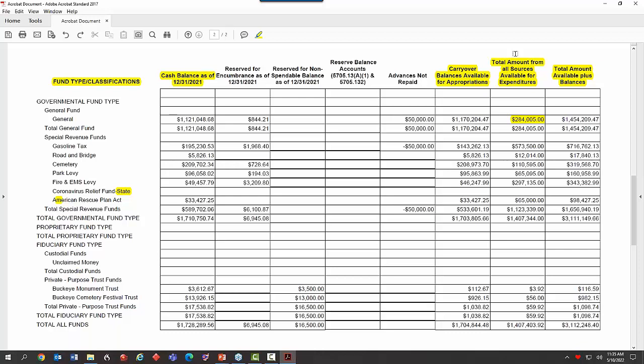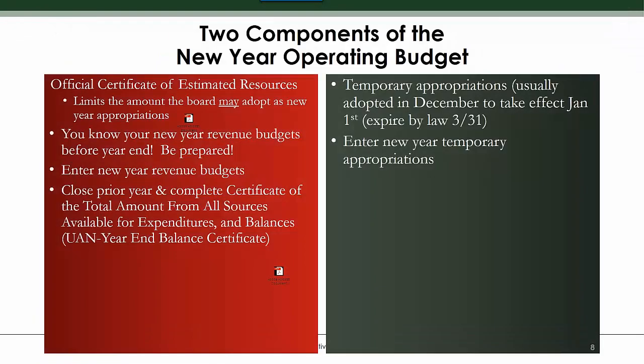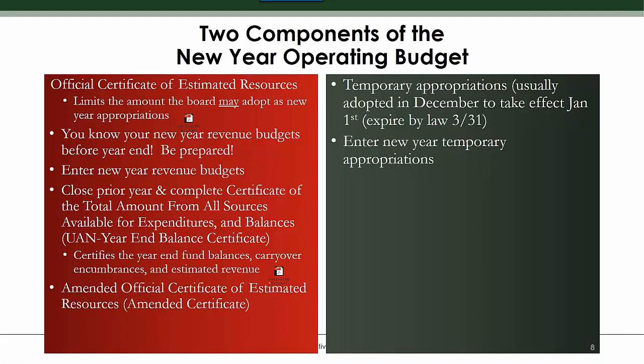So this is the document you send off to the county auditor, and they're going to review it and send you back the amended official certificate of estimated resources. So now it becomes the amended. It's going to certify those year-end fund balances, carryover encumbrances, and estimated revenue. And now you get the amended official certificate of estimated resources, which we all call the amended certificate. So now you can see why it starts out as an official certificate and then becomes the amended certificate, because that first amended certificate brings the estimated year-end balances into true figures.